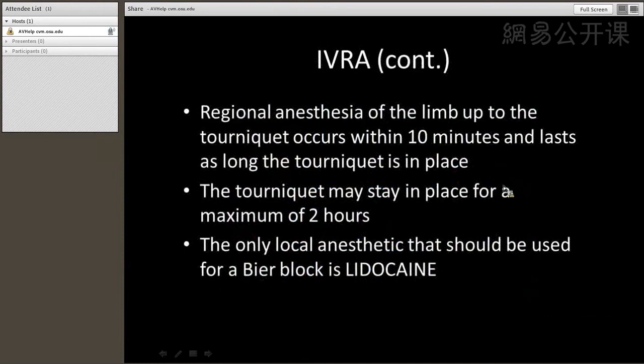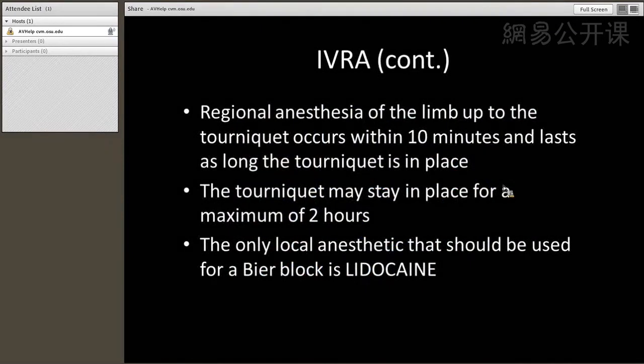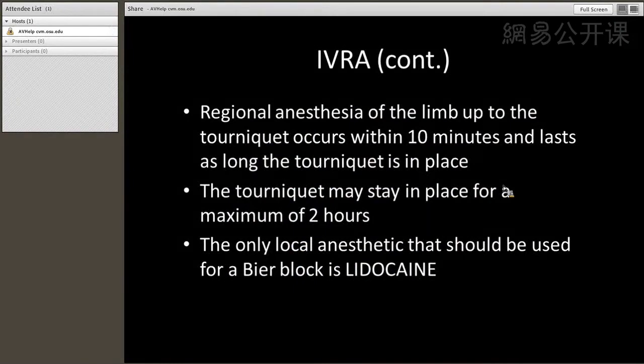Regional anesthesia usually occurs within 10 minutes and will stay there as long as the tourniquet is in place, and the tourniquet can only stay in place for a maximum of 2 hours. So you've got to do your block, prep your patient, and get the surgery completely done in that amount of time. The only local anesthetic that should be used is lidocaine because you are injecting it IV.